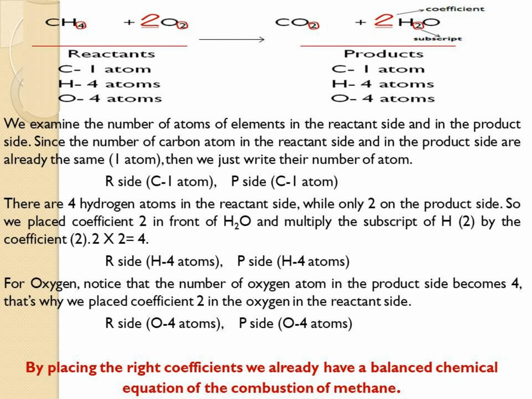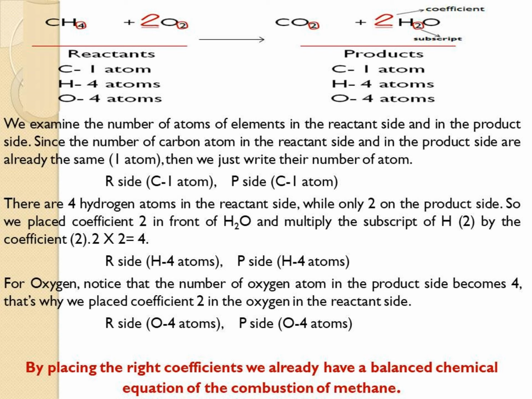So we examine the number of atoms of each element on the reactant side and on the product side. If the numbers are already the same, we just write their number of atoms. For the reactant side, carbon has 1 atom, and on the product side, carbon also has 1 atom. There are 4 hydrogen atoms on the reactant side, while only 2 on the product side. That's in the original equation.